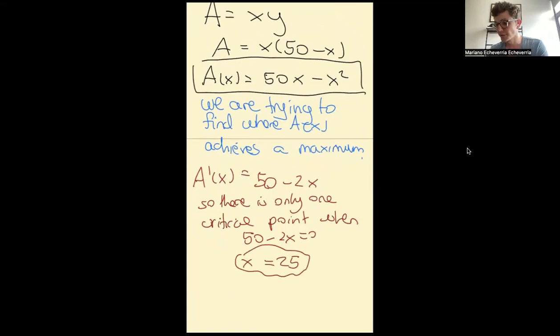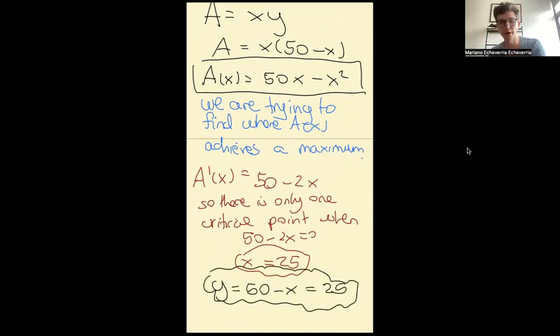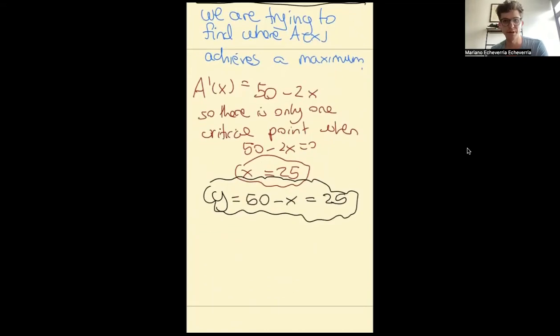But if x equals 25, y, remember, was 50 minus x, so y becomes 25, right? So that means that both x and y are the same, so that's why you get a square, right? Is that making sense?